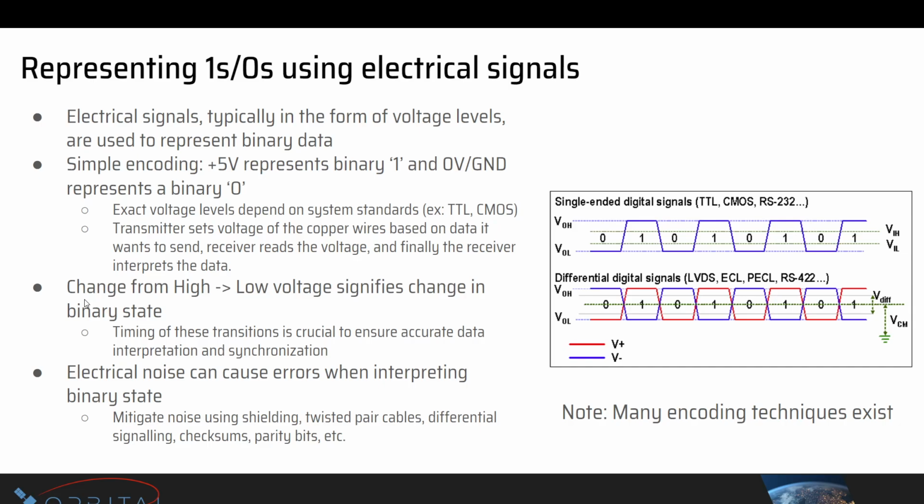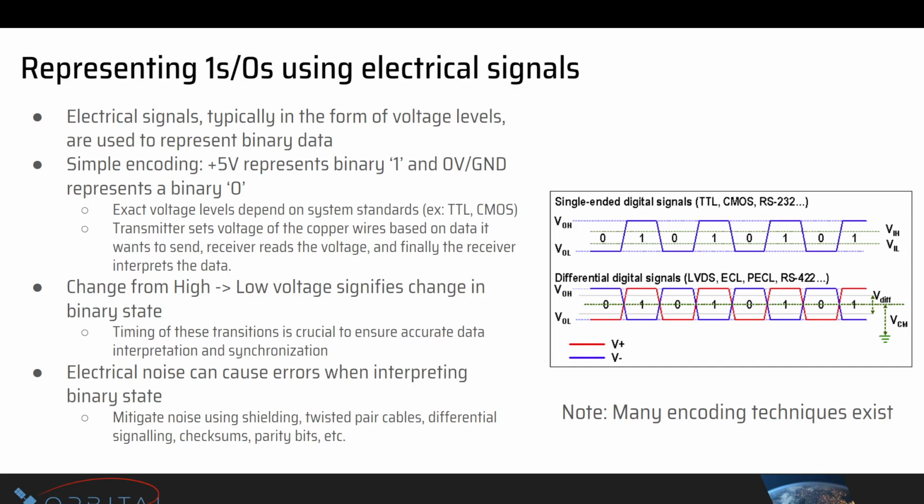And a change from high to low signifies a change in binary state. So timing these transitions is pretty crucial to make sure that the data is properly interpreted and synchronized. You don't want to check the voltage level at the wrong time, when the person who sent that data didn't mean for you to check it. So you need to figure out some way to synchronize that.